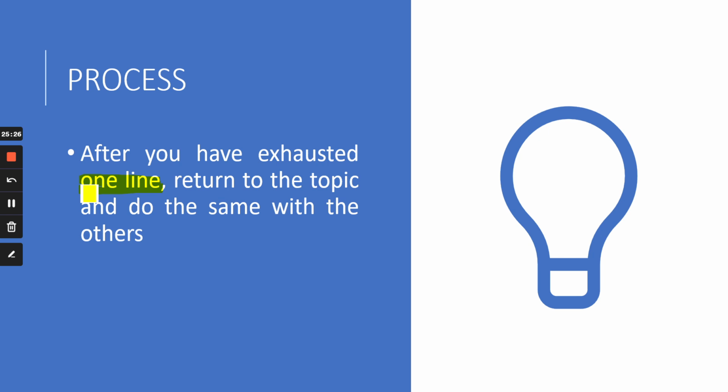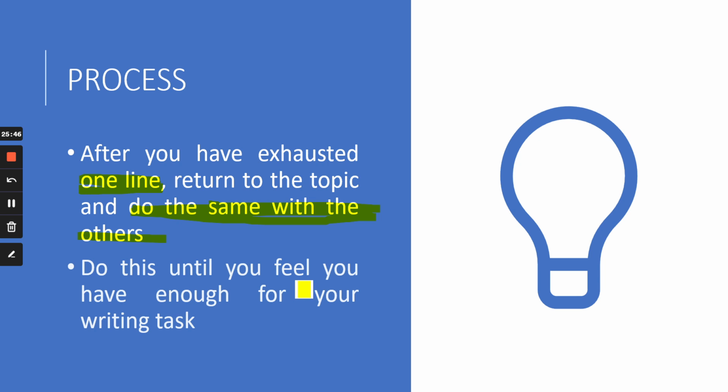Now go to the second line from the central topic and repeat the process. Think of a second idea about the topic. Circle it. You can call it a subtopic. Again, draw 1 or 2 lines from that subtopic. Again, write some points over there. Keep on doing this till you are done with all the lines. After you have exhausted one line, return to the topic and do the same with the other lines that you have just drawn. Do this until you feel you have enough for your writing task. Just finish all the lines.